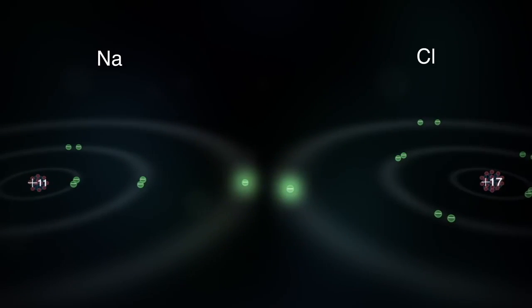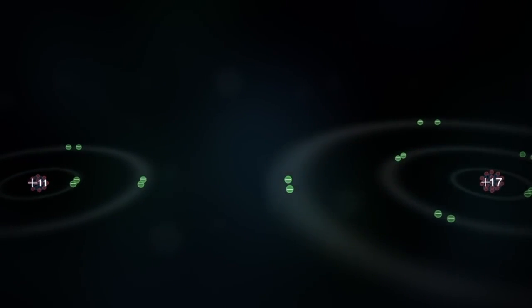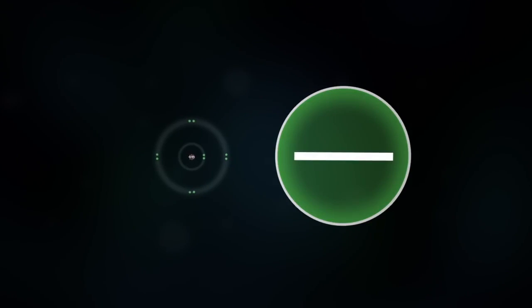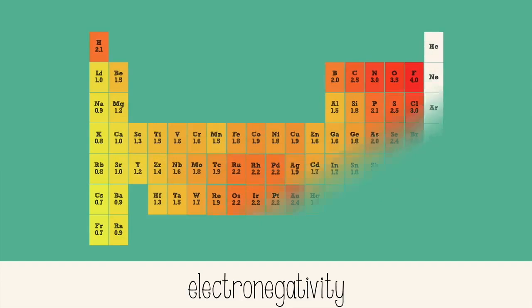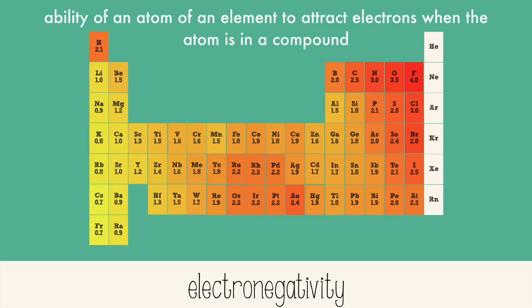Watch that again. The Cl has a stronger pull on the electrons, higher electronegativity, so it pulled the valence electron from Na. I really can't express how wonderful and useful the periodic table is, especially this pretty one that lists the electronegativities of most of the elements.